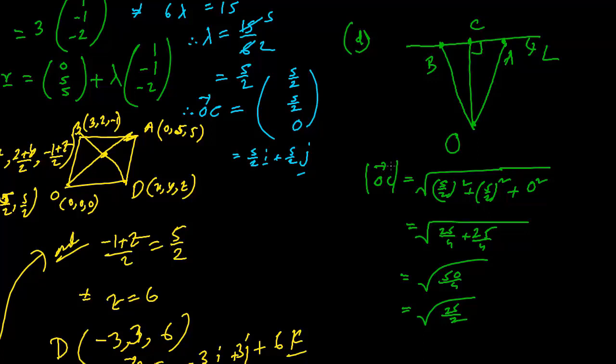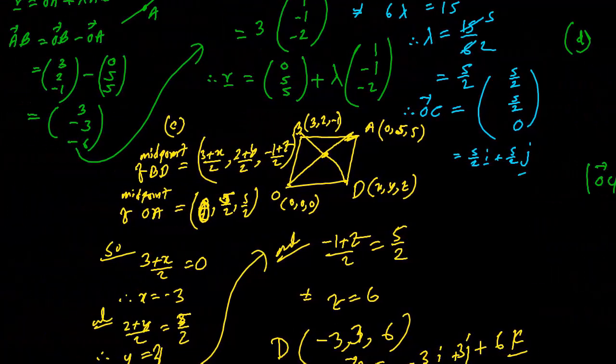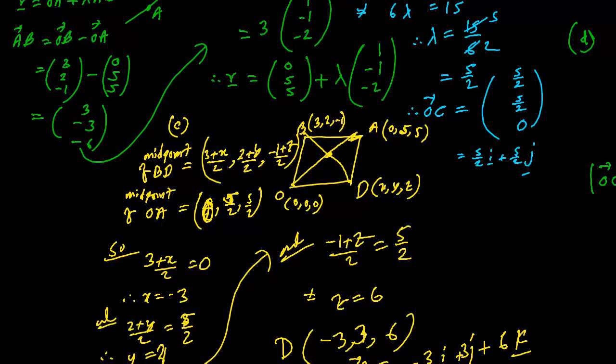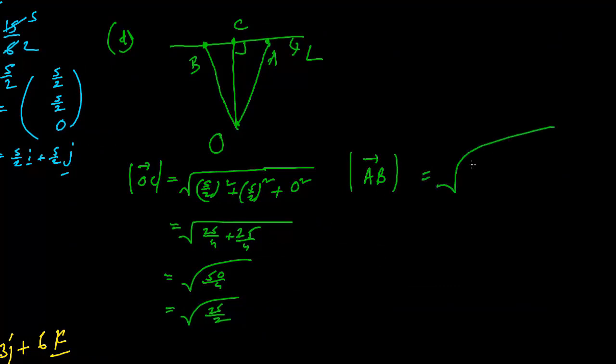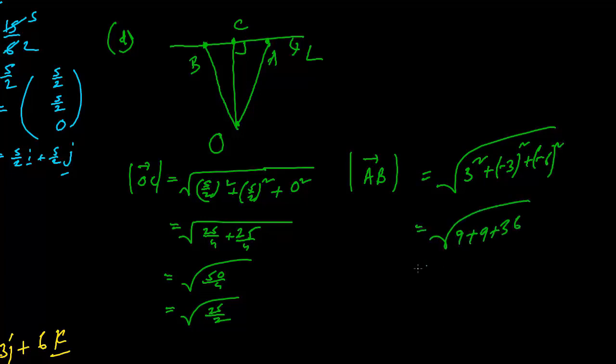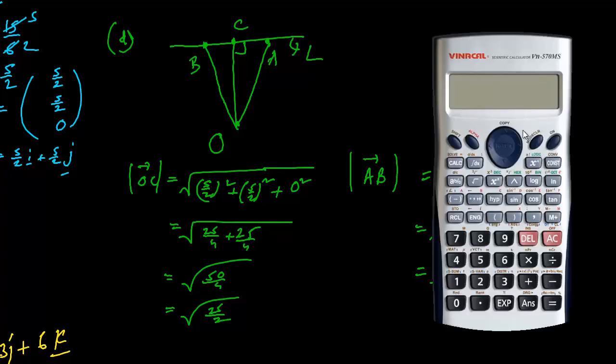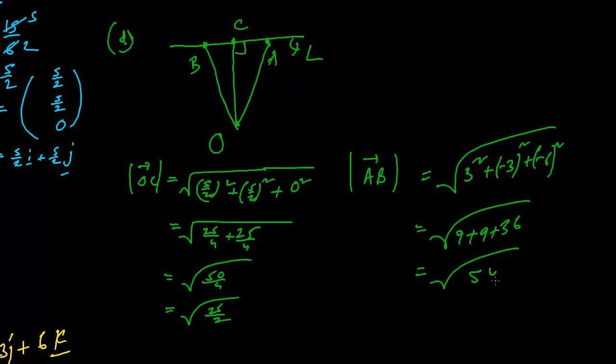Now let's find the length of AB. We already know what the vector AB is. We found that before. Okay, this is AB. Since we want to find the length, we need the entire vector, not just the direction vector. So 3, minus 3, minus 6. 3 squared plus minus 3 squared plus minus 6 squared. This is going to be 9 plus 9 plus 36. So 9 plus 9 is 18, plus 36 is going to be 54. This is going to be the square root of 54.